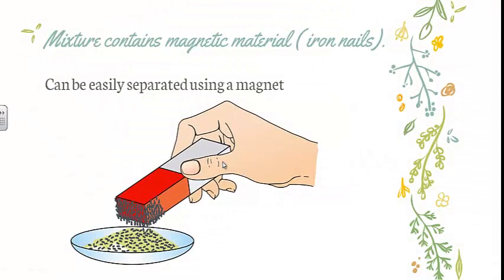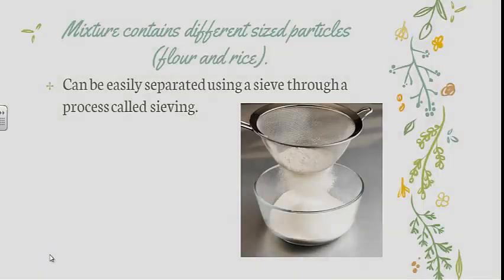Okay, mixtures containing magnetic material. A mixture that contains a magnetic material can be easily separated using a magnet. As shown, the magnet will attract all of the magnetic material or all of the iron material like nails or pins or paper clips. For a mixture that contains different sized material like flour and rice, we can just use the sieve, and this is the sieve.